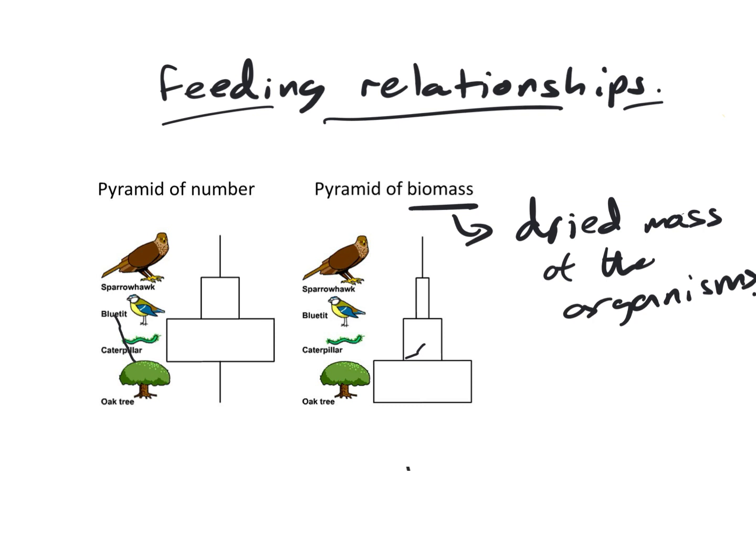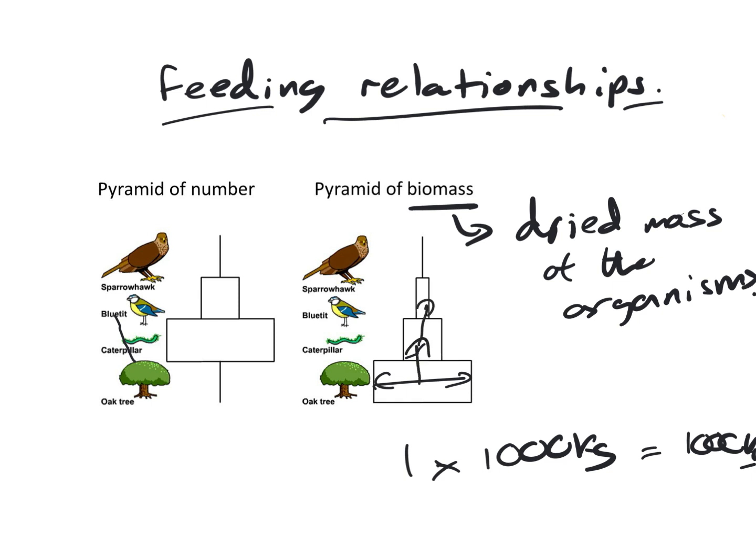The reason we do this is it works out much better, because obviously we've got this much biomass of tree. And so some of this biomass is going up the food chain to the caterpillar, some of it is going to the bluetit, and some of it is going to the sparrowhawk. Not much, so the sparrowhawk is the apex predator here, nothing's going to eat it. It works better than numbers because, as you see on the pyramid of numbers on the left, we've only got one tree, so it looks like we're creating energy. Here, we can now start to explain what's actually going on in these feeding relationships.